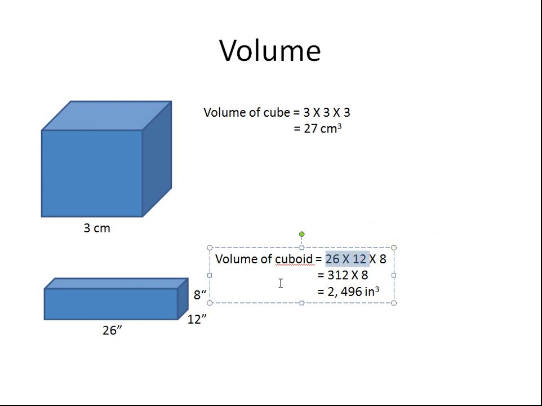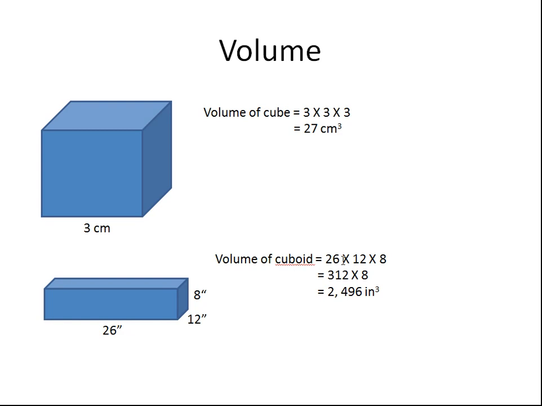I would like to bring to your attention here 26 times 12, right? So this is 26 here times 12. You can see this as the base, the base area. Length times width, 26 times 12, is the base area of this solid, and then multiply that by the height. So it's the base area times height to give me the volume of this cuboid.